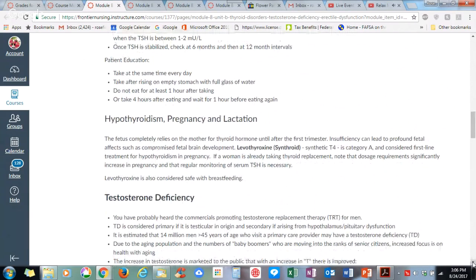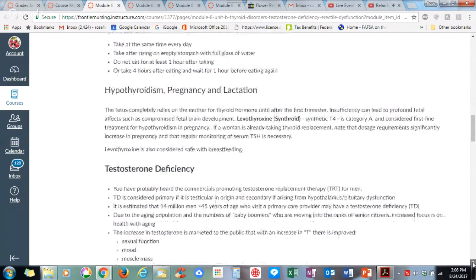Patient education: take at the same time every day. Take after rising on an empty stomach with a full glass of water. Do not eat for at least 1 hour after taking, or 4 hours after eating, and wait for 1 hour before eating.